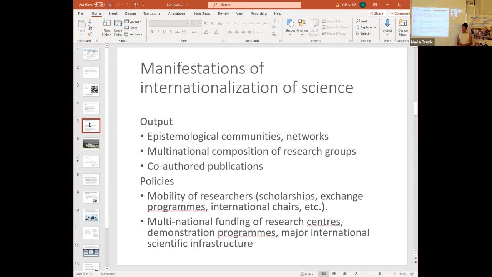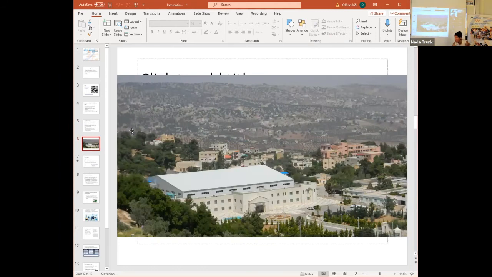And of course, then another policy, another instrument that also demonstrates the importance of internationalization is just putting different envelopes of different countries together and supporting large research centers and major scientific infrastructure. And we always use this example, but there really isn't any better example than Sesame, the synchrotron light for experimental and applied sciences, which is located in Jordan.